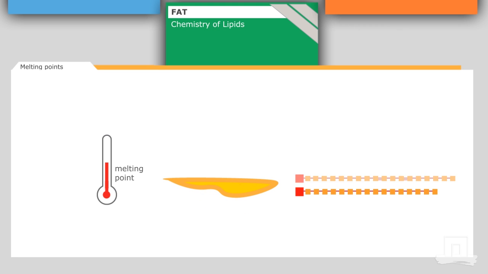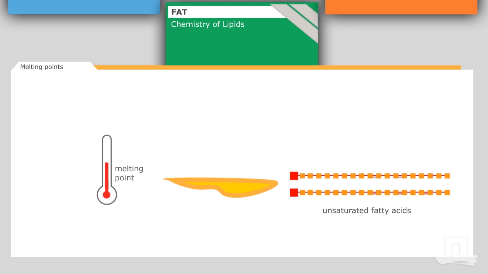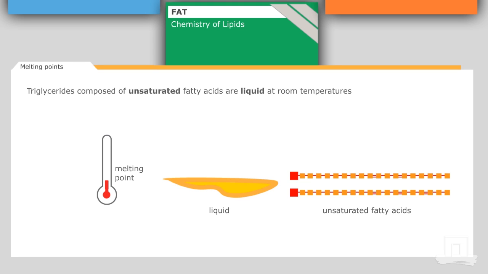Now, similarly, the more unsaturated the fatty acids that are attached, the lower the melting point. So triglycerides composed of unsaturated fatty acids are therefore liquid at room temperature. And there are examples including numerous vegetable oils: sunflower oil, corn oil, olive oil, peanut oil, canola oil, soy oil. They all consist mostly of unsaturated fatty acids, and they're liquid at room temperature.